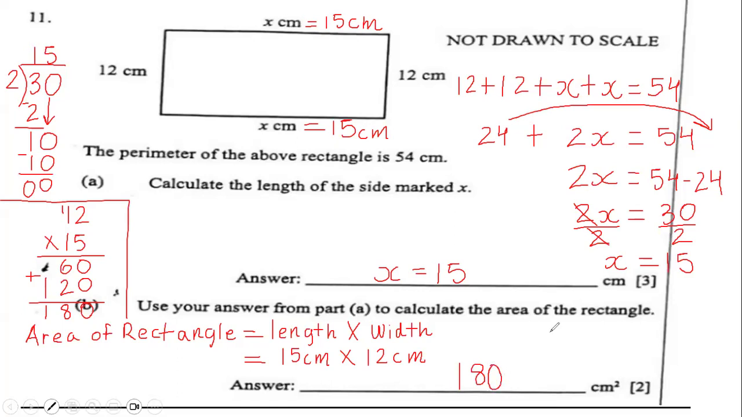All right. 180 centimeters squared. Do you all understand how we got these two answers, 180 and x equal to 15? Yes, sir. Okay, let me ask this again because only 2 people answered. Do you all understand how we got the first 2 answers? Let me know. Yes, sir. Yes, sir.